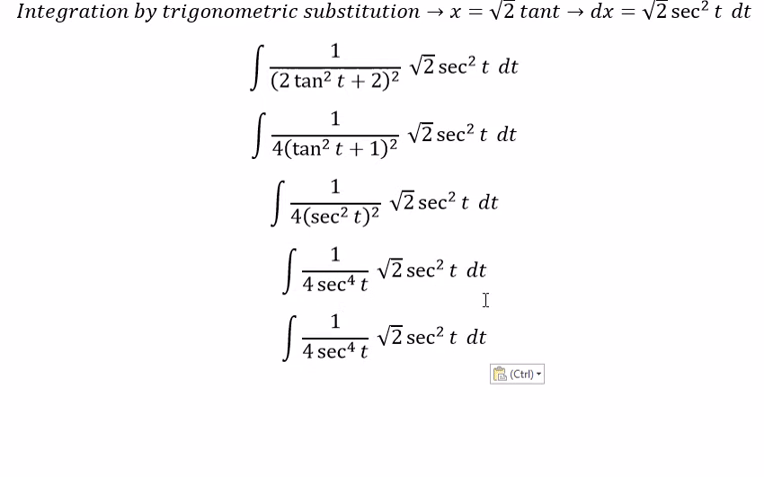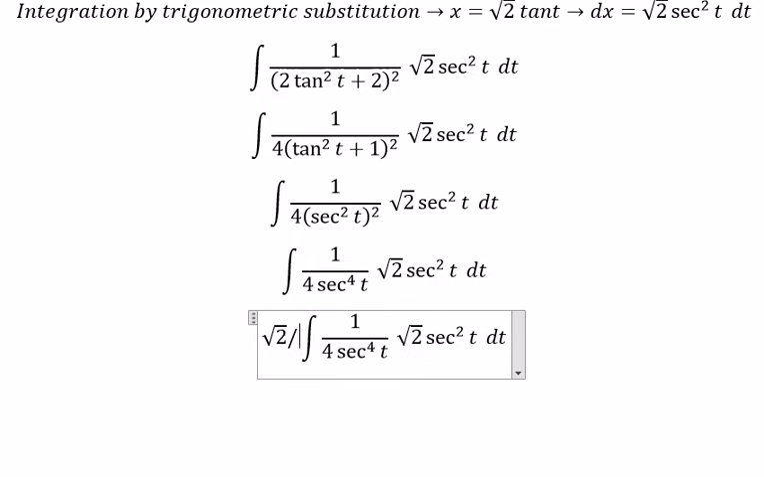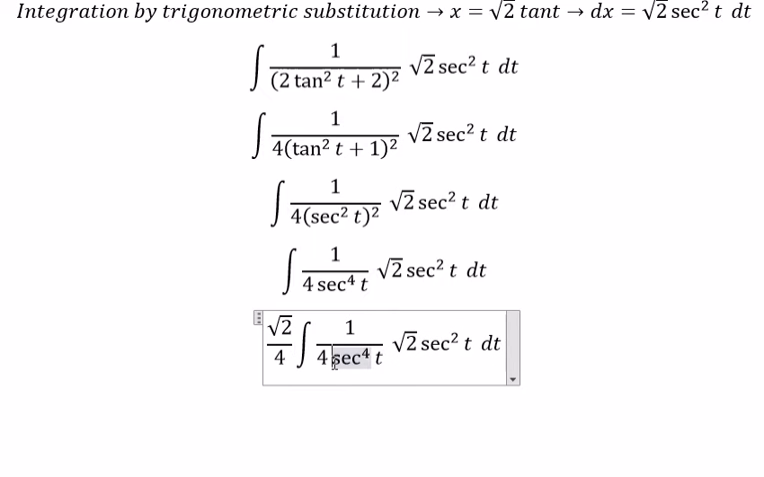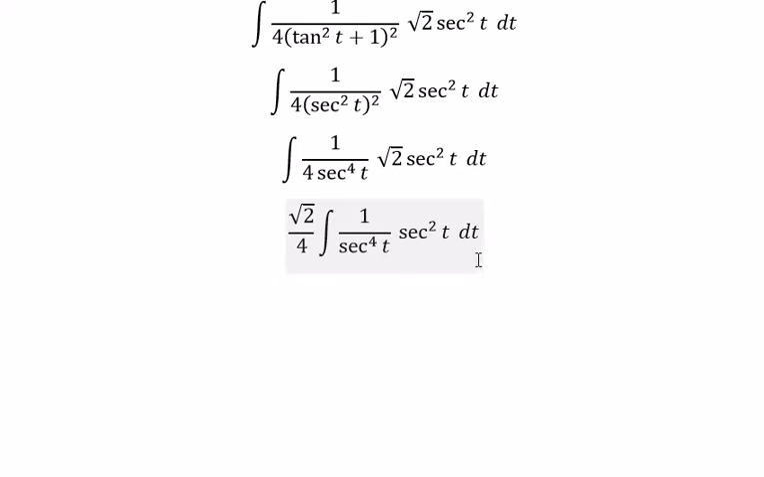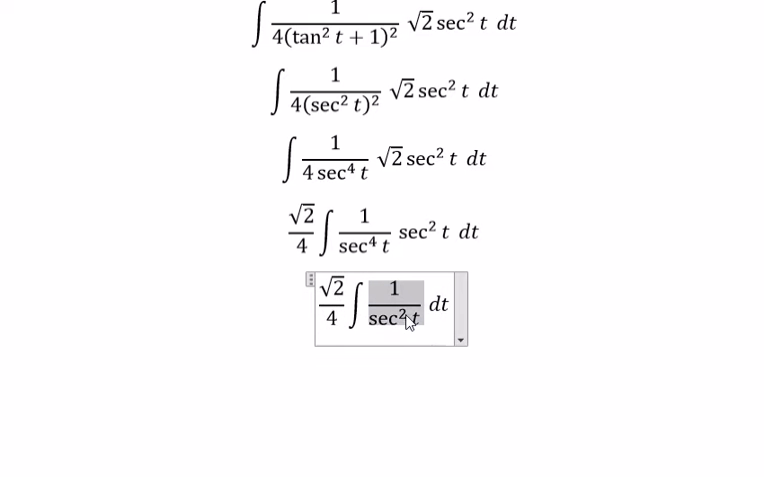Next, the square root of number 2 and number 4 we put outside. Secant of t squared simplifies with secant of t squared in here. You get 1 over secant of t squared. And this one we can change to cosine t squared.